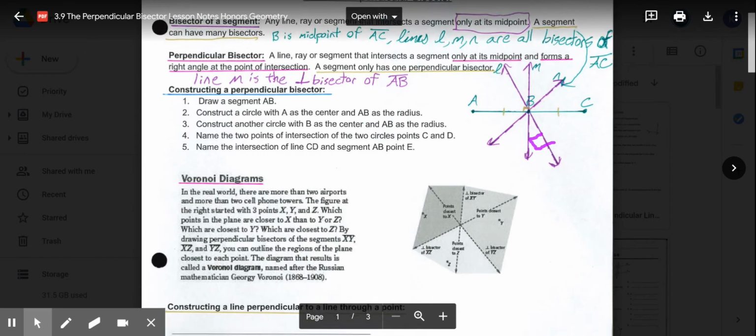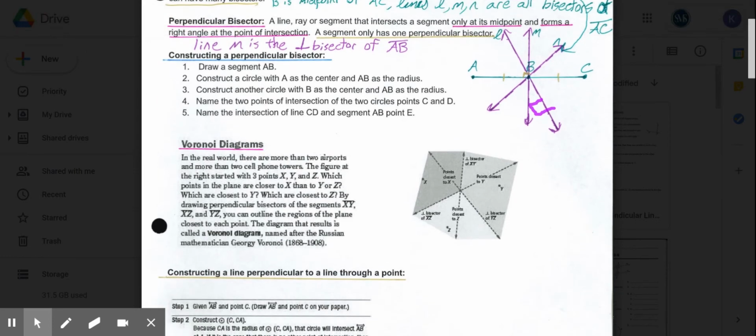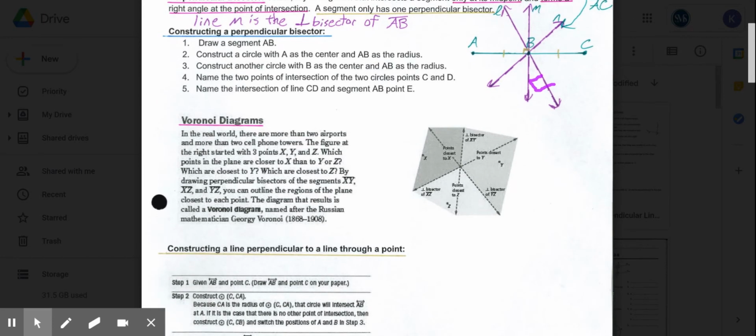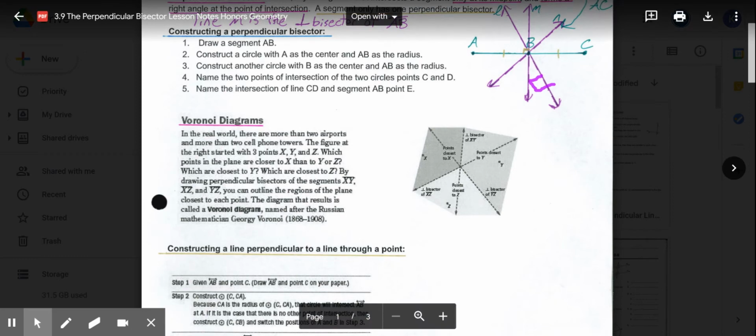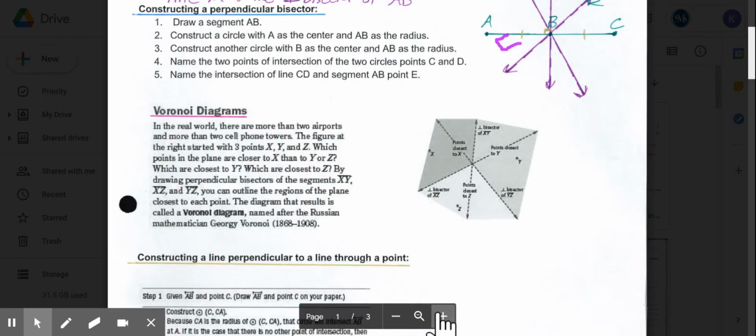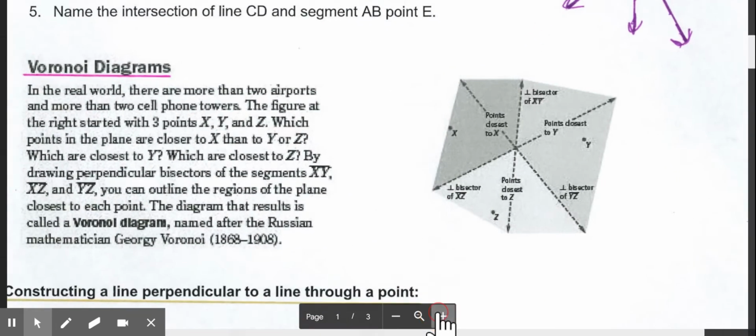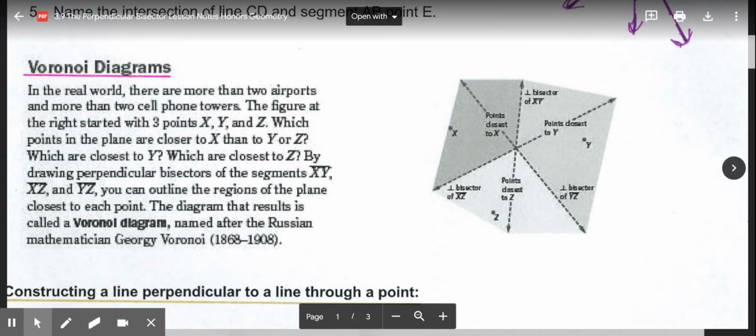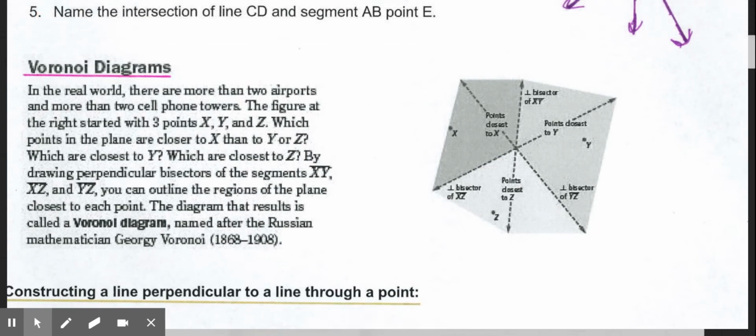That idea of bisectors and perpendicular bisectors helps in scenarios when we have Voronoi diagrams. In this case, explaining these types of diagrams, it says in the real world, there are more than 2 airports and more than 2 cell phone towers. Granted, we definitely know that. The figure at the right started with 3 points, X, Y, and Z. So we had X, Y over here, Z here.